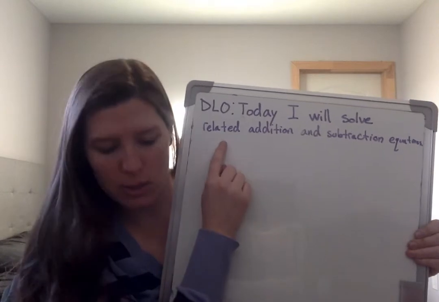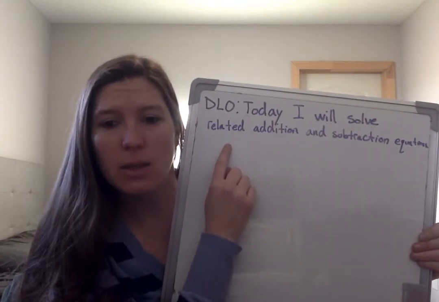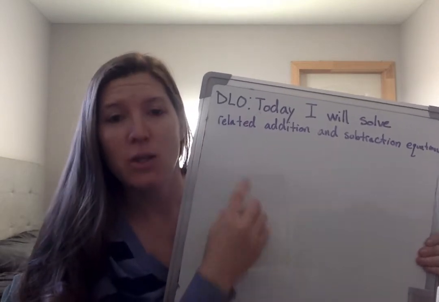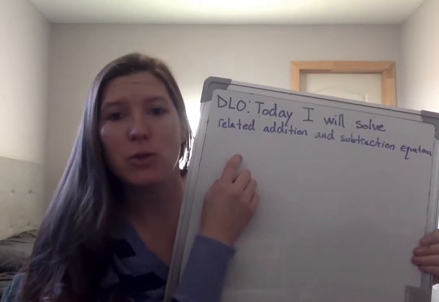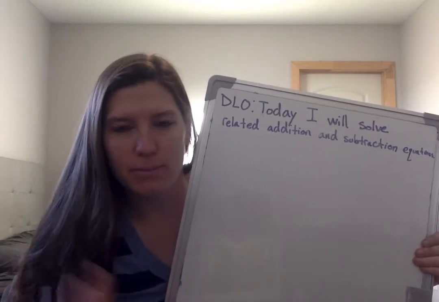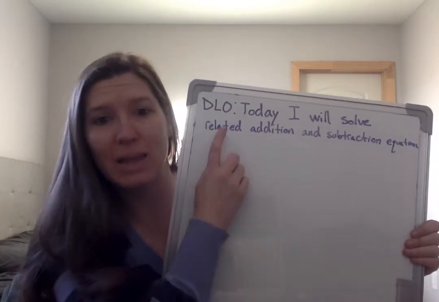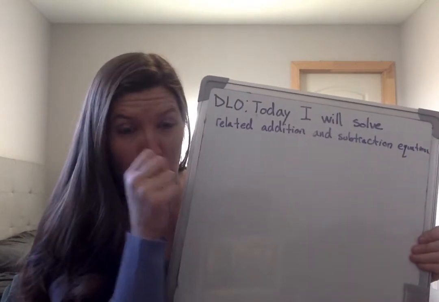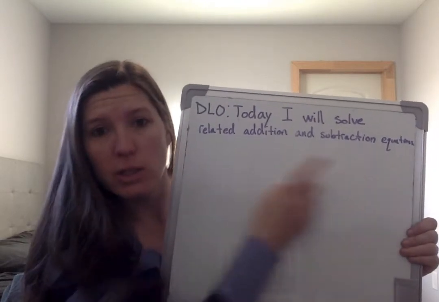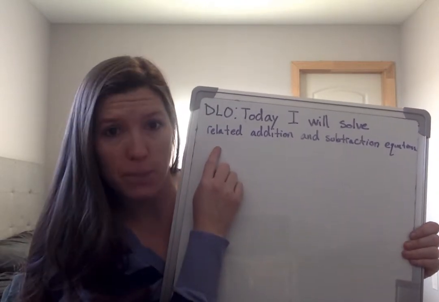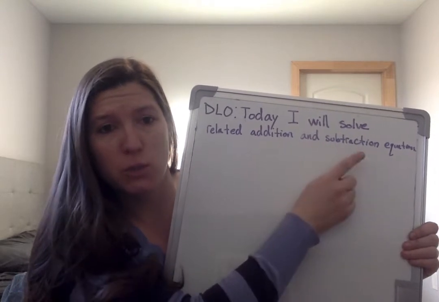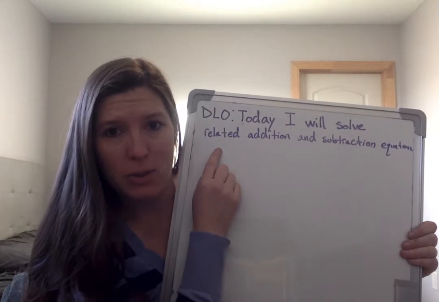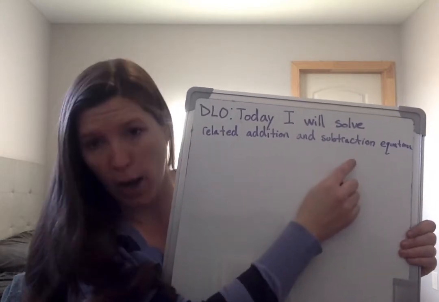This word related is important because related means they have the same numbers. So if you're related to your mom, you're in the same family. I'm related to my aunt and uncle. We're in the same family. But when we're using related with equations, it means we're using the same numbers. So when we have addition and subtraction equations that are related, it means we're just using the same numbers to either add together or subtract.